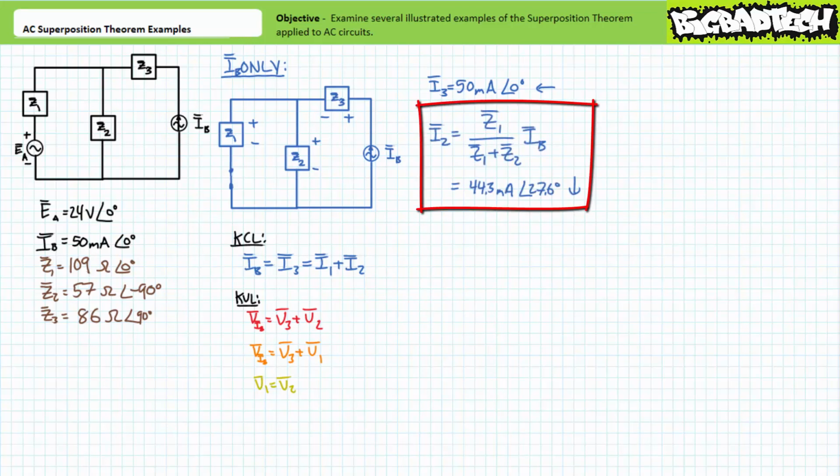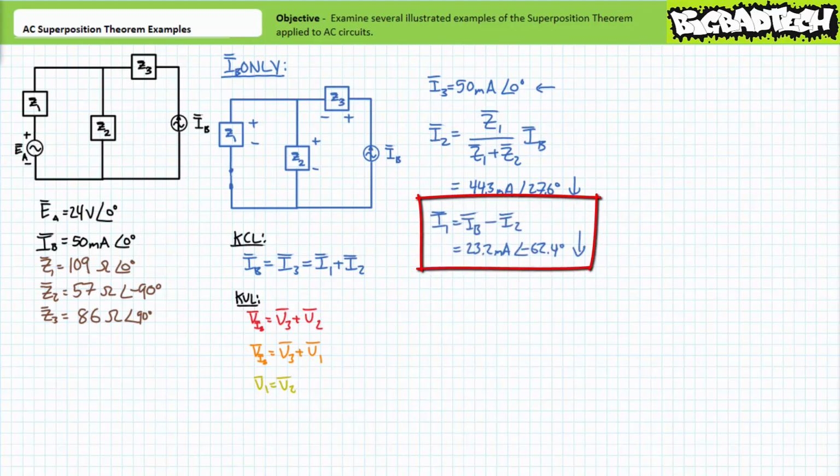Application of the AC current divider rule demonstrates I2 to be 44.3 milliamperes at an angle of 27.6 degrees, traveling top to bottom. Application of Kirchhoff's current law demonstrates I1 to be the remaining 23.2 milliamperes at an angle of negative 62.4 degrees, also traveling top to bottom. Let's now examine voltage distribution within this circuit.